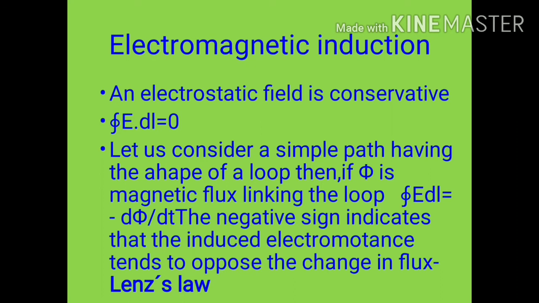Electromagnetic induction. An electrostatic field is conservative: the integral of E dl equals 0. Let us consider a simple path having the shape of a loop. Then if phi is the magnetic flux linking the loop, the integral of E dl equals minus d phi by dt. The negative sign indicates that the induced electromotance tends to oppose the change in flux, which is Lenz's law.